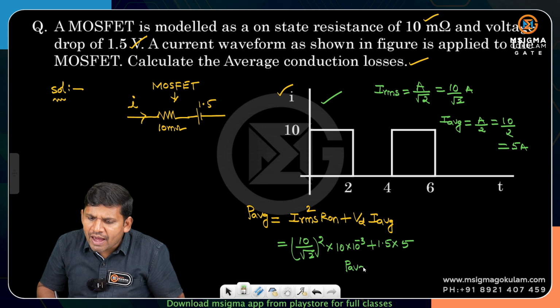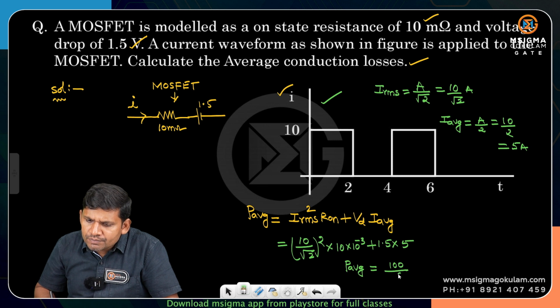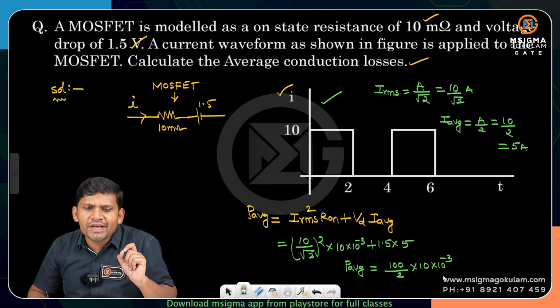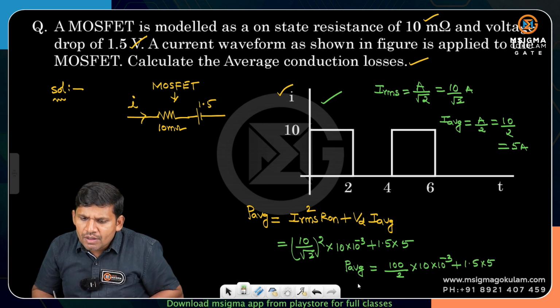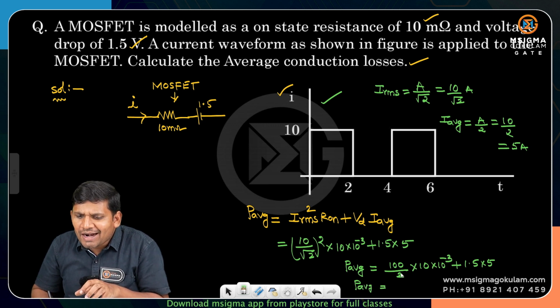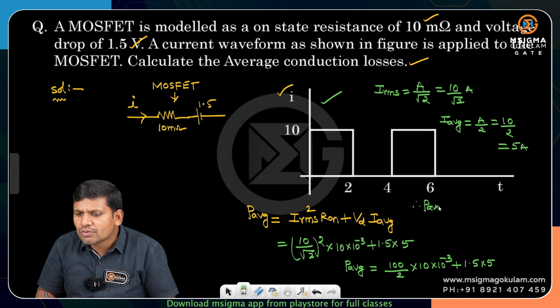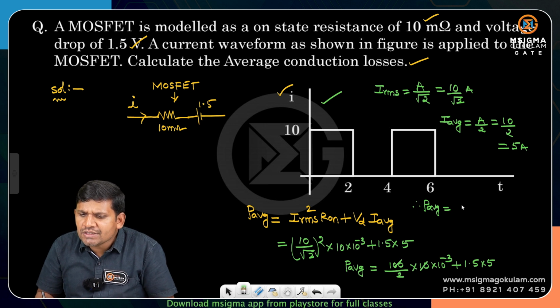Then you have to calculate the average conduction losses. This is 10 by root 2 whole square, that is 100 by 2, into 10 into 10 power minus 3, since the on-state resistance is 10 milliohms, plus 1.5 into the average current, 5. Then the average conduction losses equal 100 by 2, 50. You can write directly like this. The 10 power minus 3, the 3 zeros are cancelled, and 1 by 2 is 0.5.